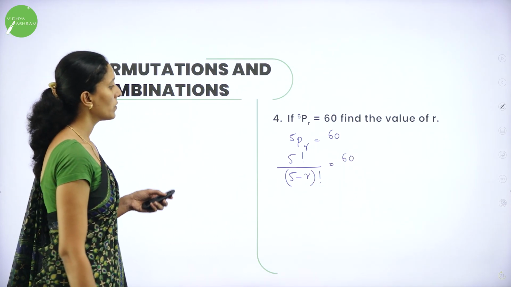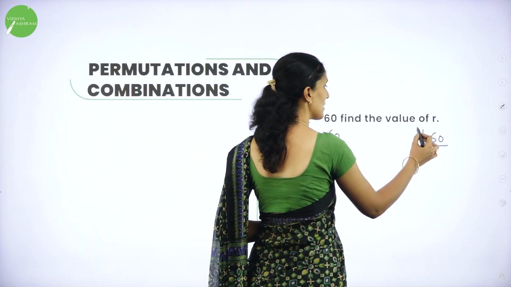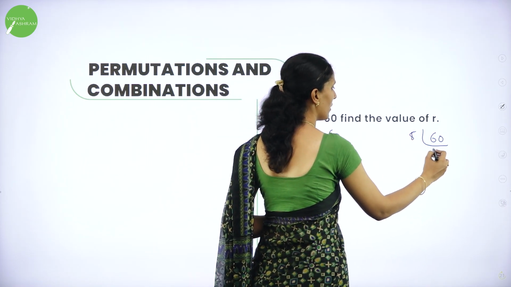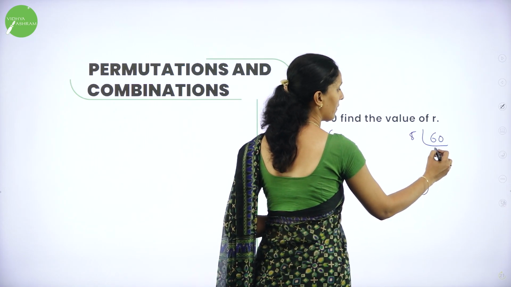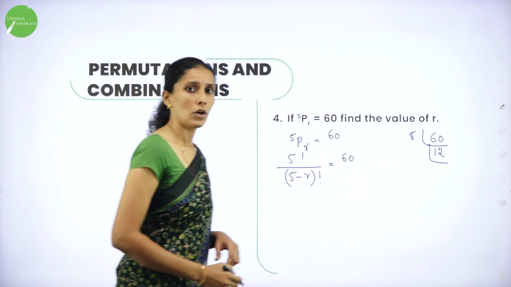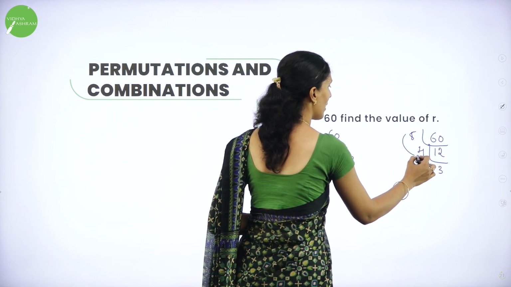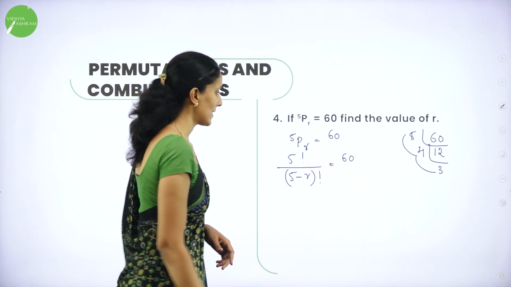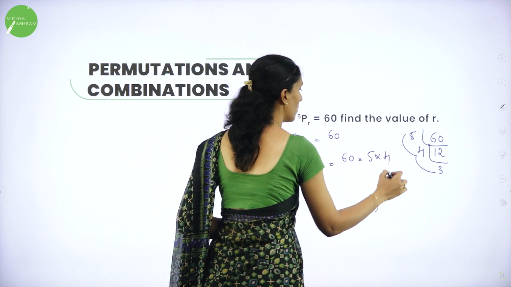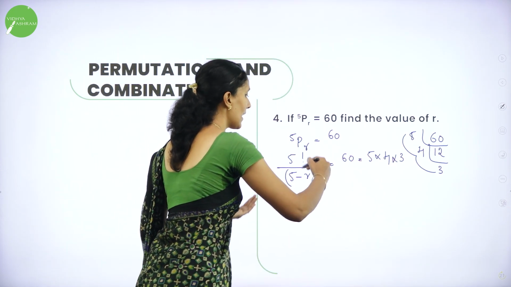Okay, so how can 60 be written? Here also we can use a very simple concept, by inspection only we can assume. So 5 ones are 5, 5 twos are 10. Correct? Okay, so next, 4 threes are 12. So we can say 5 into 4 into 3 will give 60. So this can be written as 5 into 4 into 3. Okay, so just convert this into this form.